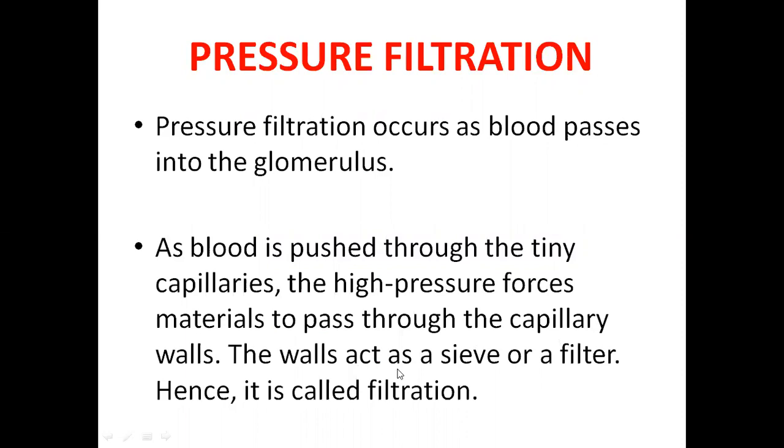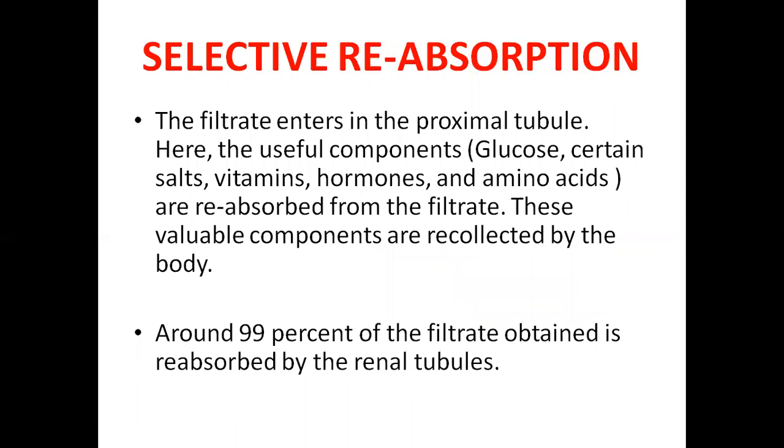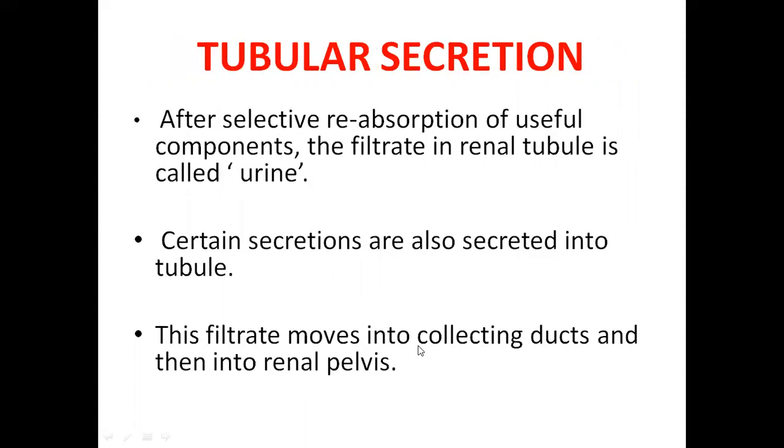Then there was the second step of the process that was called selective reabsorption, and you all know that in selective reabsorption the useful components like glucose, certain salts, vitamins, hormones, and amino acids, which were forced out of the glomerular capillaries into the Bowman's capsule, are simply reabsorbed from the filtrate. And while doing so, 99% of the filtrate is reabsorbed, and then we are left with the last step of this process, that is tubular secretion.